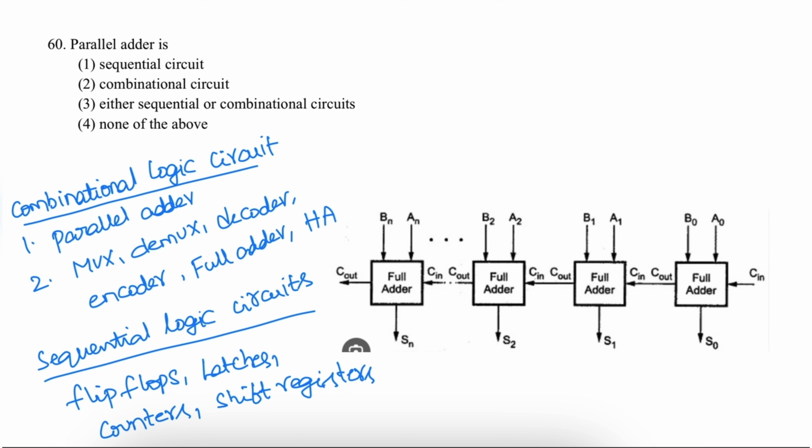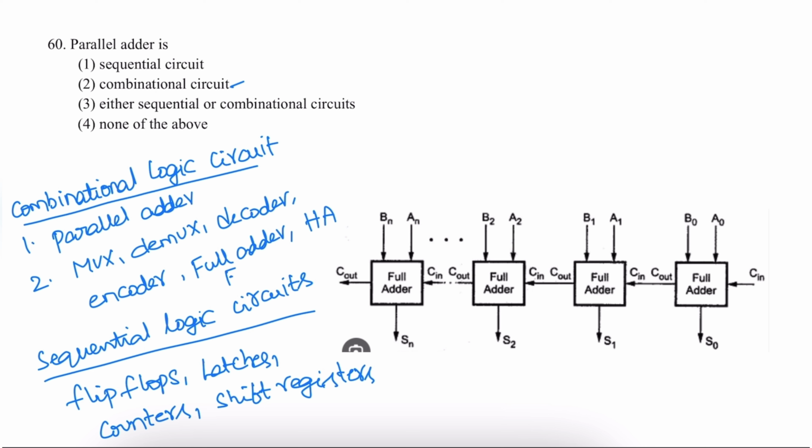Next question. Parallel adder is an example of a combinational logic circuit. Some other combinational logic circuits are multiplexer, demultiplexer, encoder, decoder, full adder, half adder, full subtractor, and half subtractor. All these are examples of combinational logic circuits.